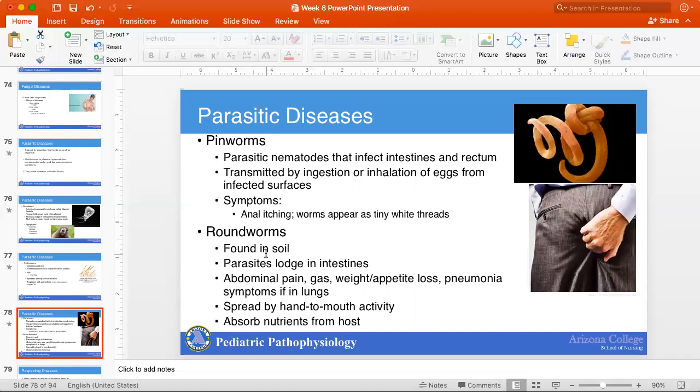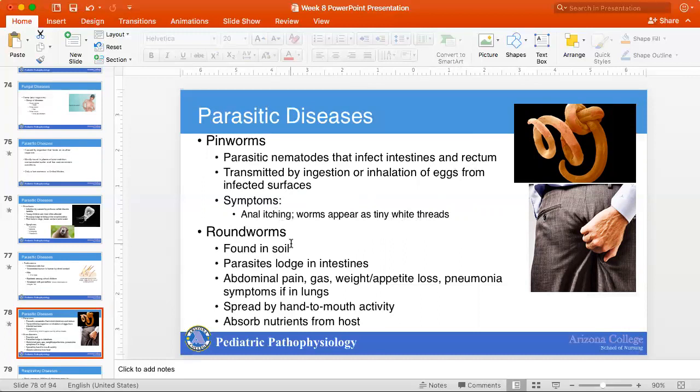Pinworms are parasitic nematodes that infect the intestines and rectum, transmitted by ingestion or inhalation of eggs from an infected surface. Symptoms: anal itching. Worms appear as tiny white threads.